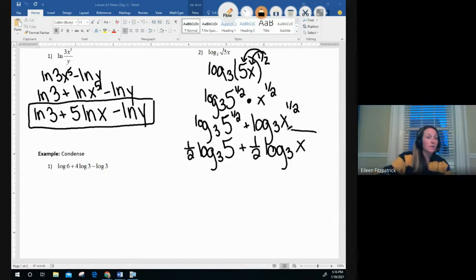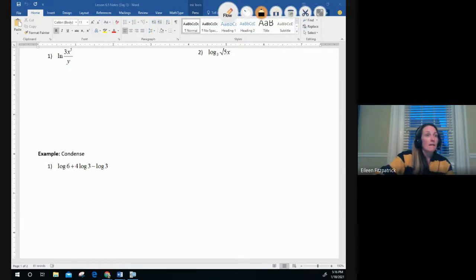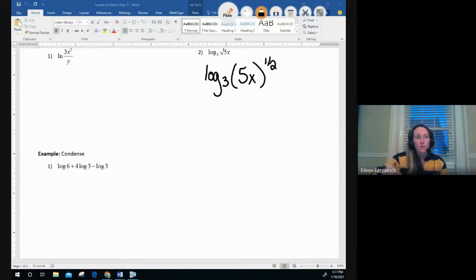Okay, so that would be your final answer. There is one other option for this problem, so I'll run through that quickly. The other option, still start by rewriting the square root as the 1/2 power. Now, what you could do, even though so far I've always said break apart first, then take care of the power, since the power is kind of locking the 5 and the x together in the parentheses, you could write that 1/2 out in front.